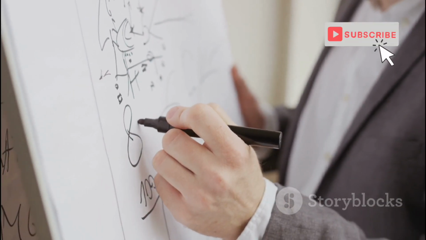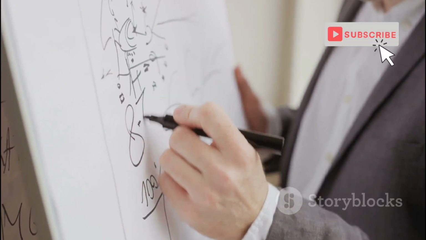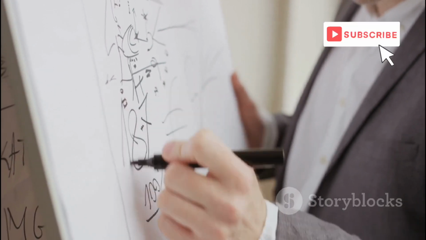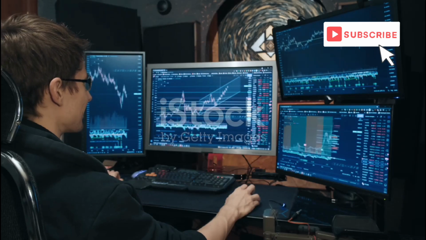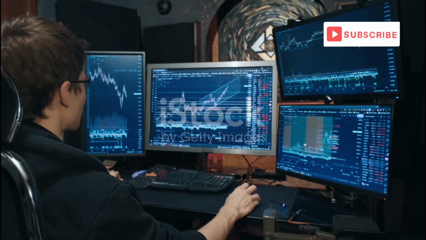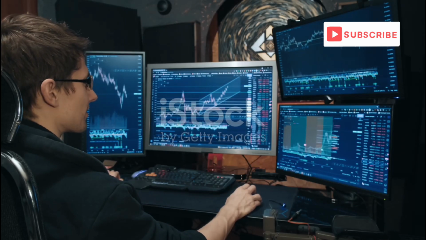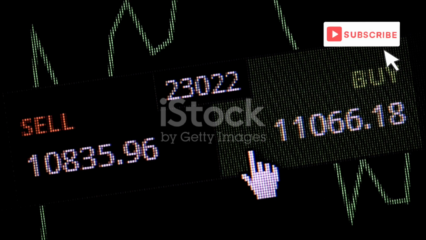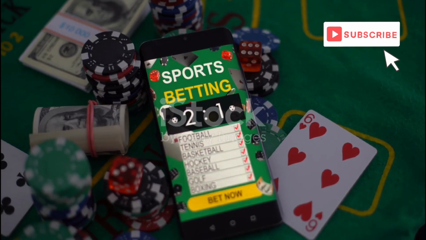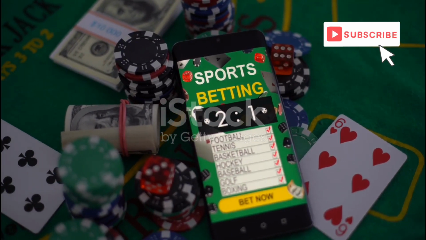Before diving into the specifics of options trading, it's crucial to grasp some key terms that are fundamental to understanding how these contracts work. These terms form the building blocks of options trading and are essential for navigating the complexities of this financial instrument. Strike price. This is the predetermined price at which the underlying asset can be bought or sold when exercising an option. Think of it as the price agreed upon in our sports betting analogy.